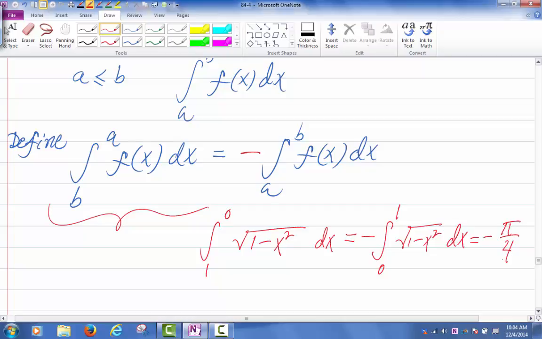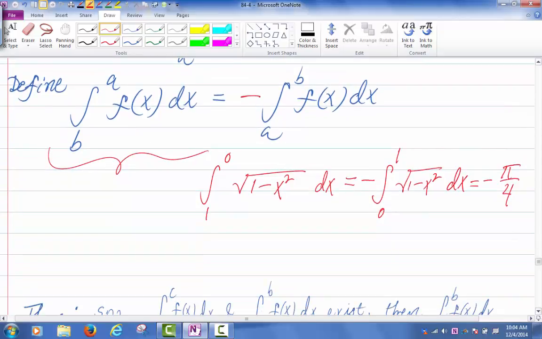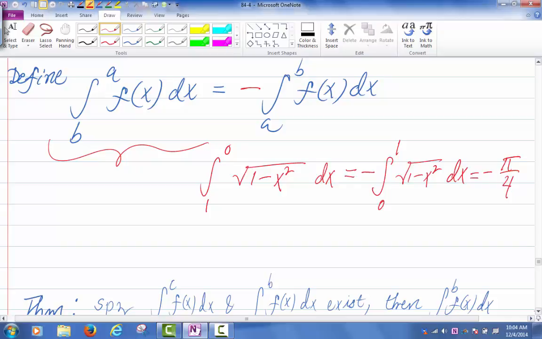Is everybody okay? So it's like instead of going from A to B, we are going from B to A. So when we reverse the direction, it's basically the negative of that integral. Is everybody okay?